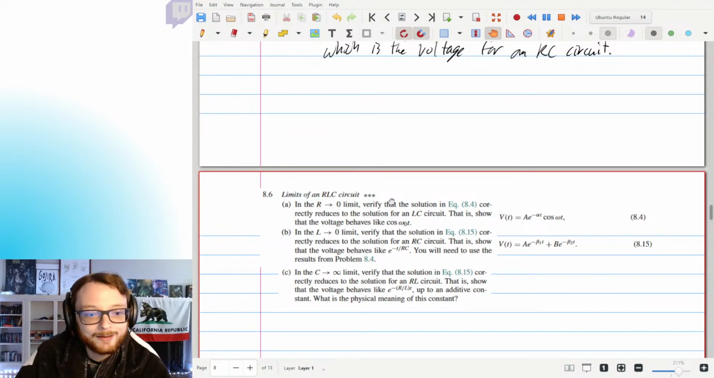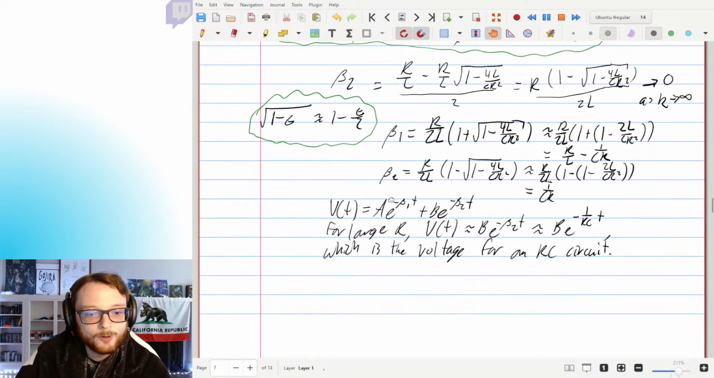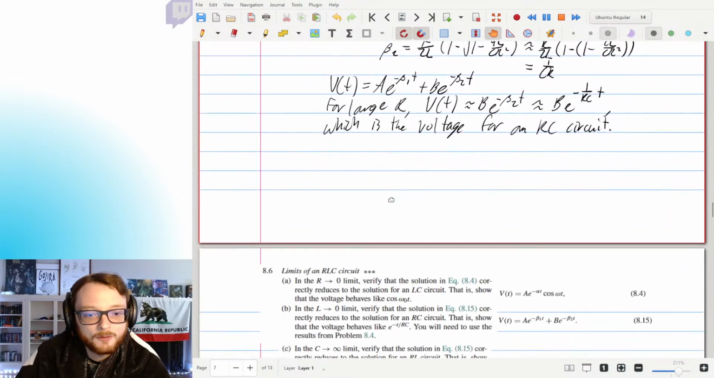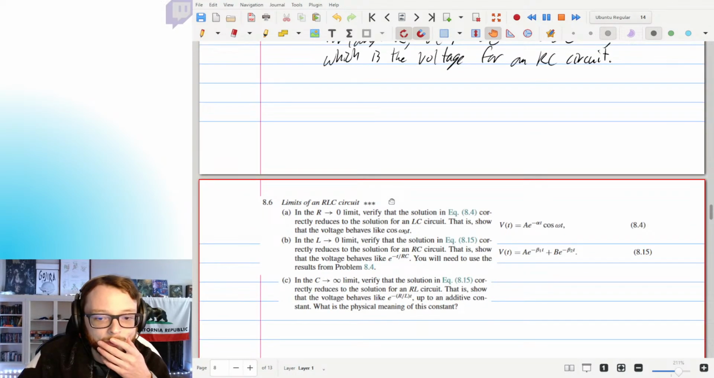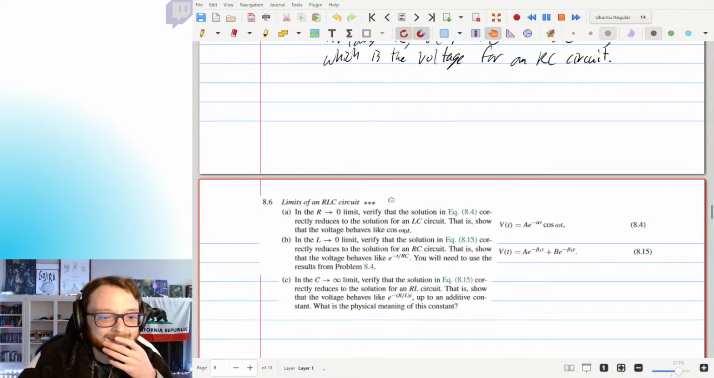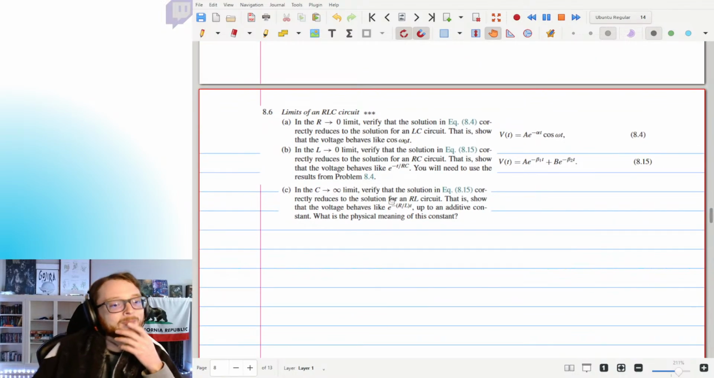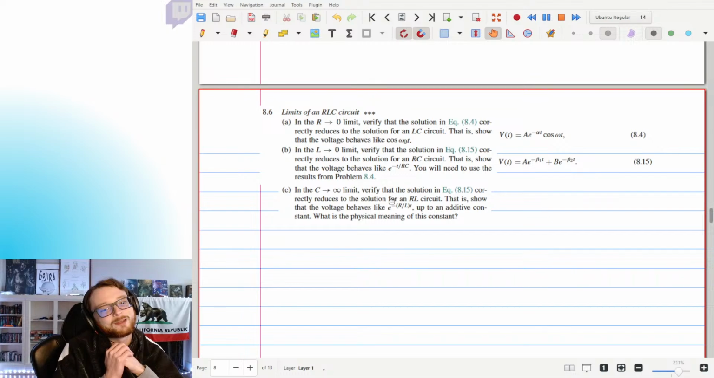And so all that, I'm glad I actually did 4 because I feel like I learned something there, and I didn't think that I would. Or I wasn't sure that I would, but 6 was the one I was actually interested in doing. So if r goes to 0, verify the solution to equation 8.4 correctly reduces to the solution for an LC circuit.